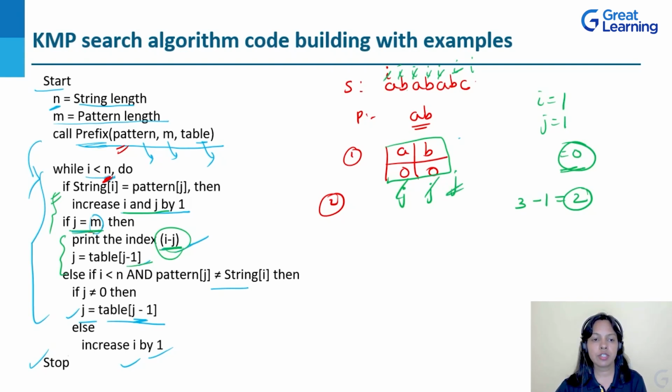So again, this condition is satisfied and this loop will be executed. Okay. So to execute that loop, j will now be pointing at table j minus 1. So table j minus 1 is this location. So j will be pointing at the 0th location again. Okay.